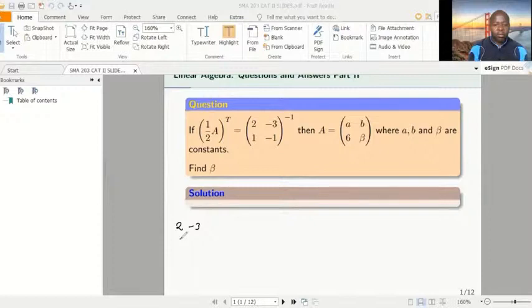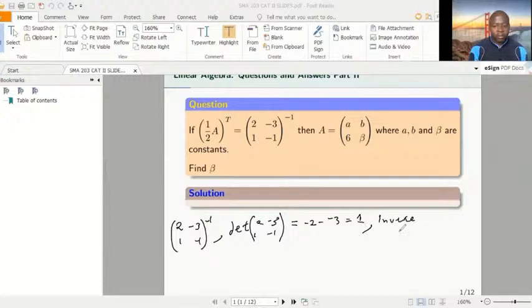In order to get the inverse, the first thing you need is the determinant of this matrix. So the determinant of 2, -3, 1, -1. How do we get the determinant? We multiply this diagonal, get -2, and then minus the product of this diagonal, which is -3. So this gives you +1 as the determinant. So what about the inverse? The inverse, therefore, is 1 over the determinant times the adjoint of this matrix.